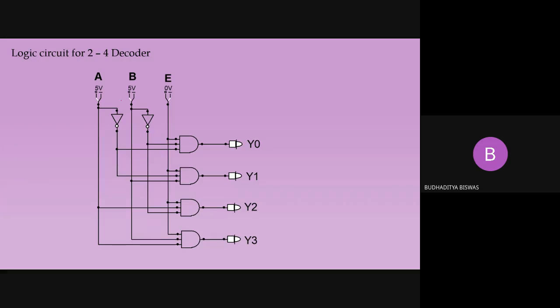As the input lines are 2, A and B, according to the definition of the decoder, 2 to the power n output lines should be there, where n is the number of input lines. So the input lines are 2, and the output lines are 4. These are the 4 output lines. These 4 output lines are responsible for decoding the information hidden in the input lines.